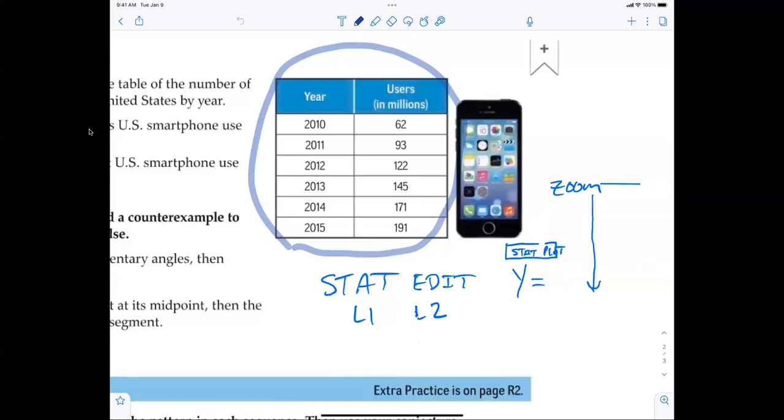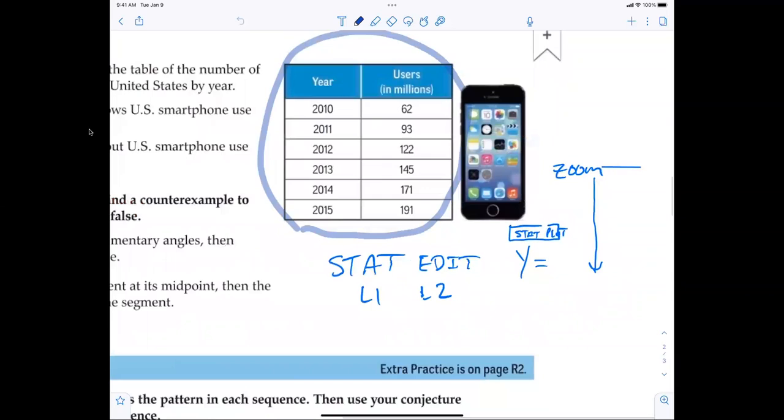So we need stat, edit, L1, L2. And then we had Zoom stat, which we said was 9, correct? And then everybody was able to see those points plotted. And then the bell rang. Is yours working? Perfect. Now I would like to write the equation of that line. Is everybody with me?